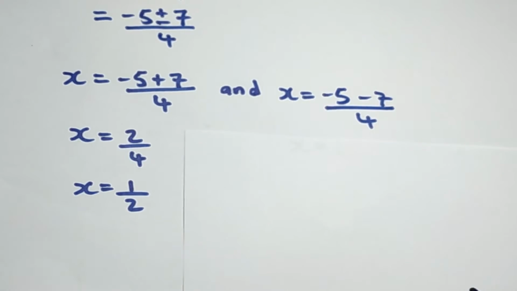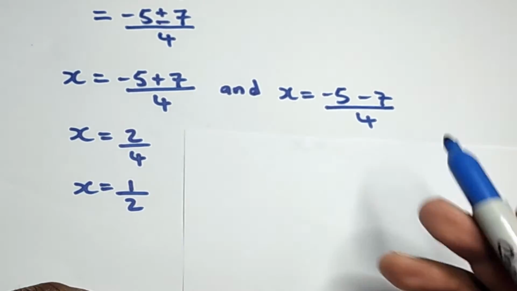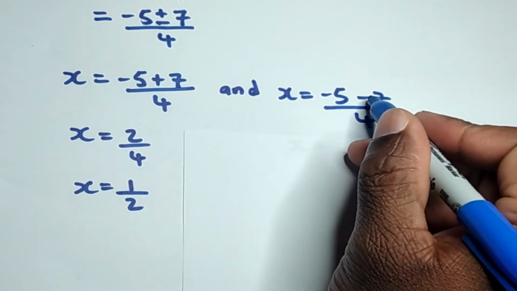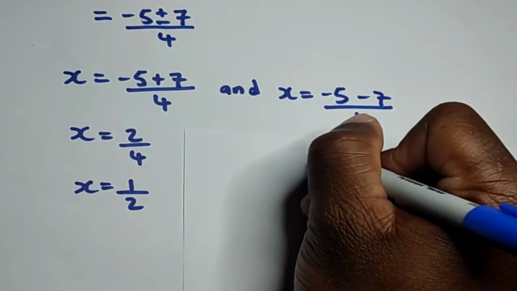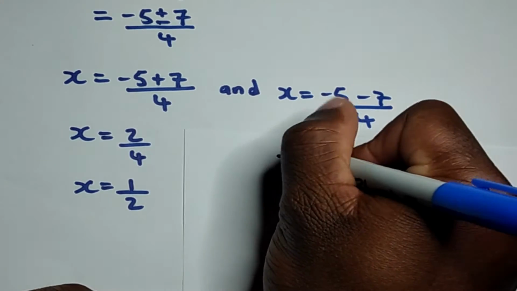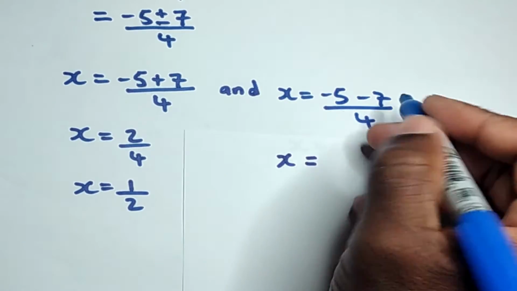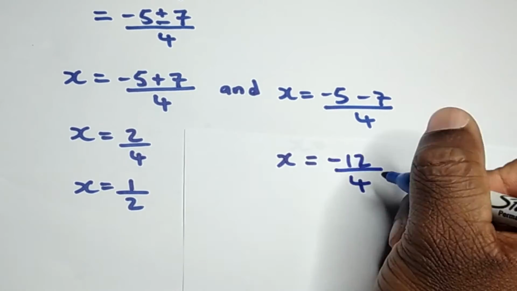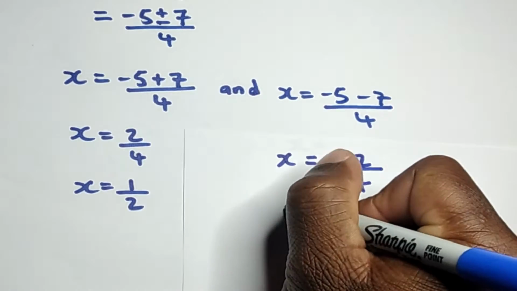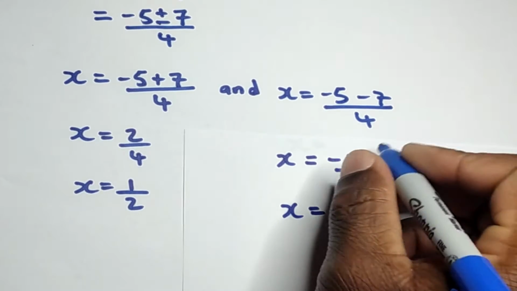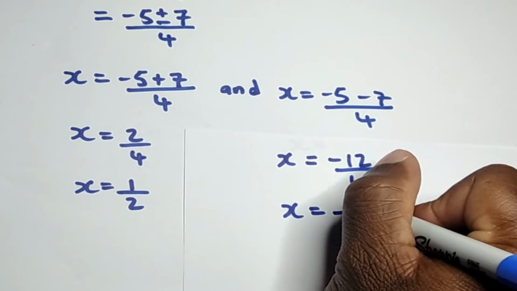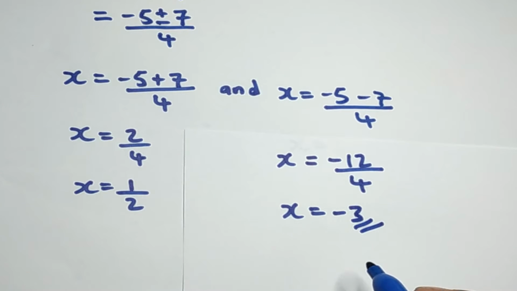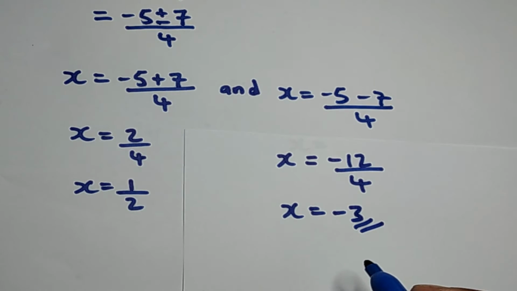Now what we can do is to actually go about finding the other x value. All right, so being that x is equal to negative 5 minus 7 over 4, we can say that x is equal to negative 5 minus 7. That's the same thing as negative 12 over 4. All right, and negative 12 divided by 4 will give us a negative 3 right here. All right, and that's pretty much how we treat this particular question.